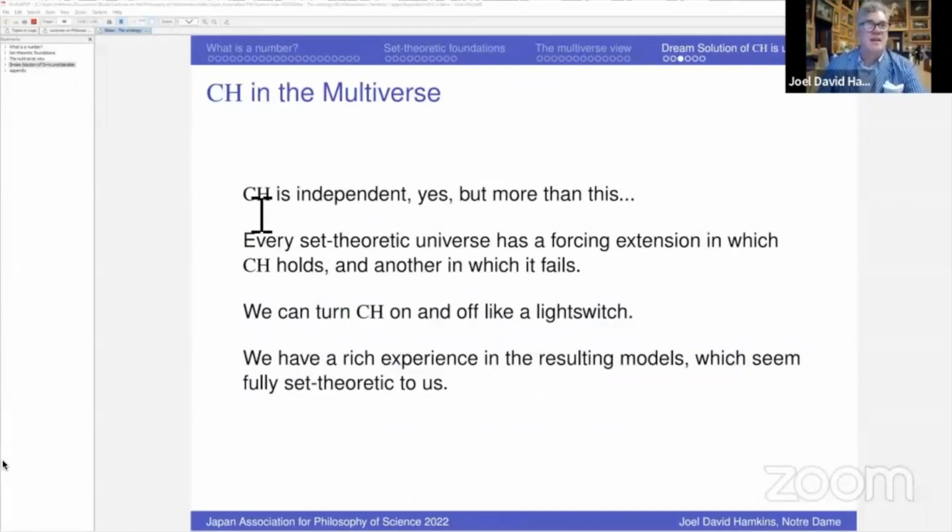So this is saying it again. CH is independent, yes, but more than this, because every set theoretic universe has a forcing extension in which the continuum hypothesis holds and another one in which it fails. We can turn it on and off by going to a larger universe. We can make it hold and fail and hold and fail as much as we want. And we understand extremely deeply how to do that. And we therefore have a rich experience in those set theoretic models, and they seem fully set theoretic to us.